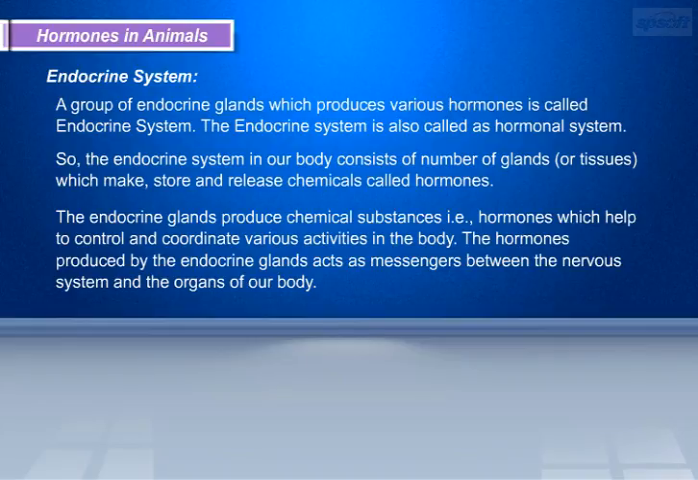So, the endocrine system in our body consists of a number of glands or tissues, which make, store, and release chemicals called hormones. The endocrine glands produce chemical substances, that is, hormones, which help to control and coordinate various activities in the body. The hormones produced by the endocrine glands act as messengers between the nervous system and the organs of our body. Endocrine system. Let us now discuss different kinds of endocrine glands and their functionalities in our body.